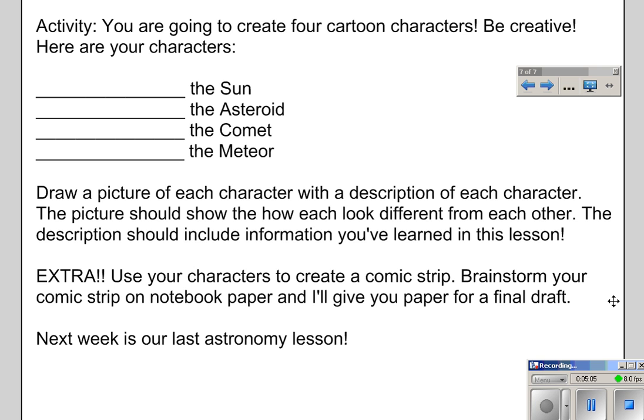All right, so your assignment for this week, you're going to create 4 cartoon characters. Be creative. Here are your characters. Now you see the 4 different things we've learned about in this lesson, and you see a blank. You need to come up with a name for each of these. So what you need to do is draw a picture of each character with the description of each character. The picture should show how each looks different from each other. The description should include information you learned in this lesson. So your Venn diagram is going to be really, really important in order to draw these pictures.